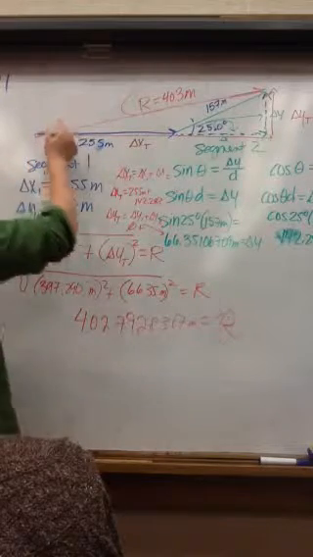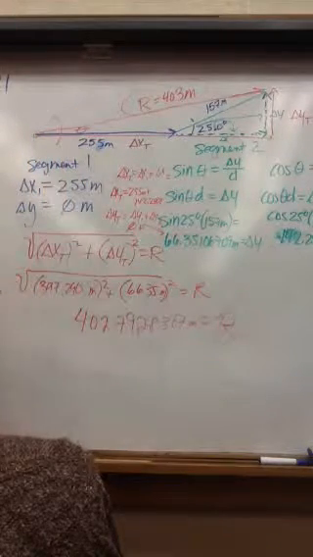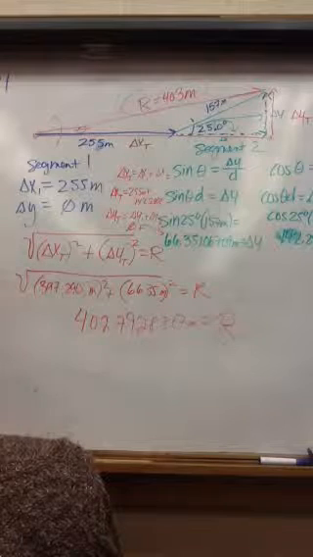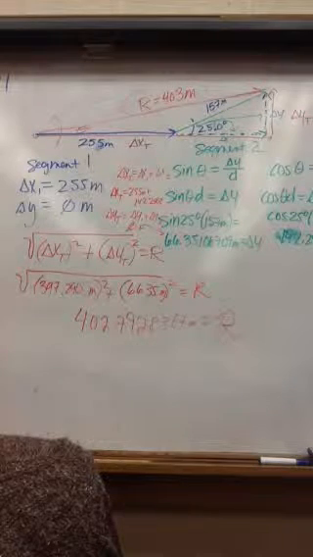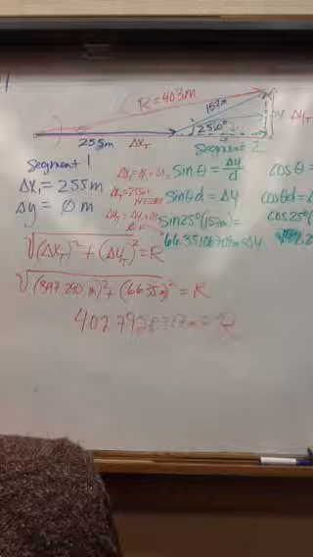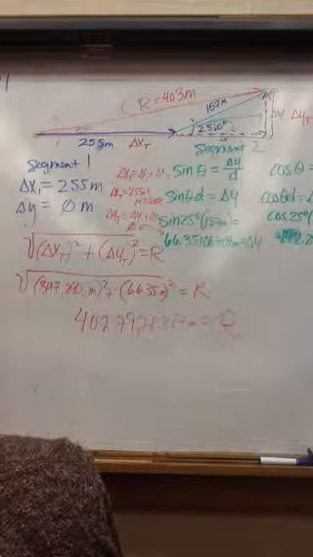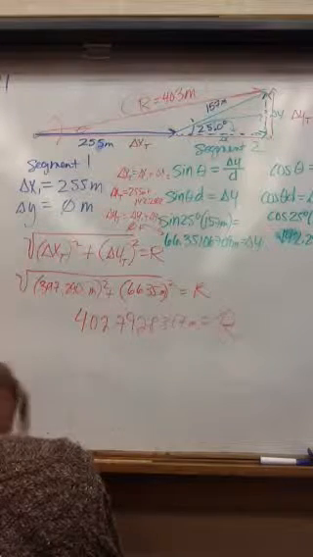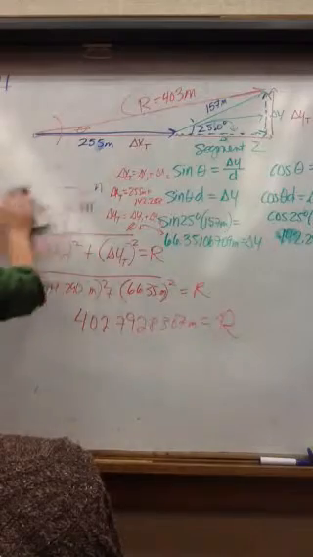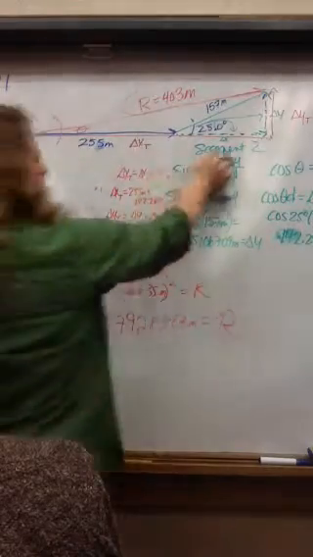We need to find a heading. 403 meters is meaningless if we don't have a direction to go with it because it's a vector. So this will be an angle above the horizon. And with your permission, I will get rid of some of this.